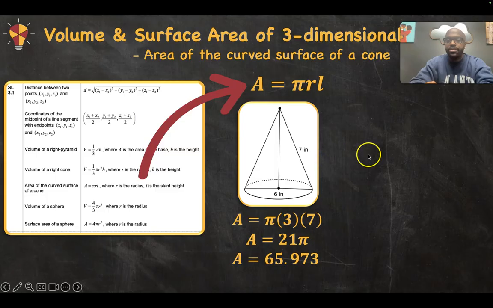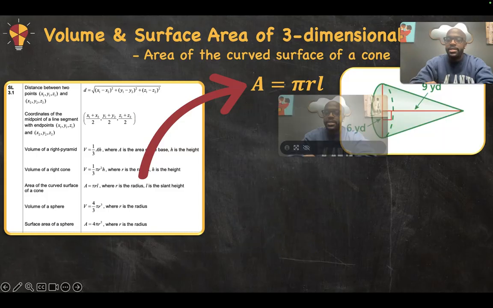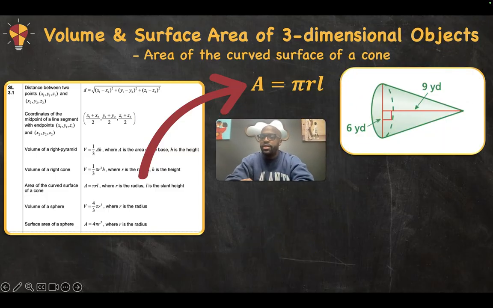Now, if I give you a problem like this, the slant height is no longer given. The radius is given because you can find it from the diameter.